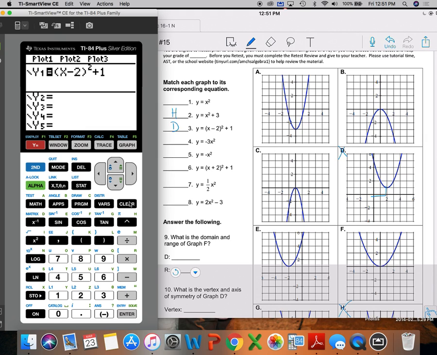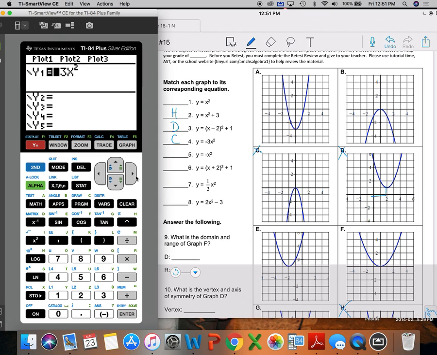4 is a negative 3x squared, so negative 3x squared. I can see this one looks kind of skinny and is flipped down. It does not move anywhere from the vertex, so C would be my match there.